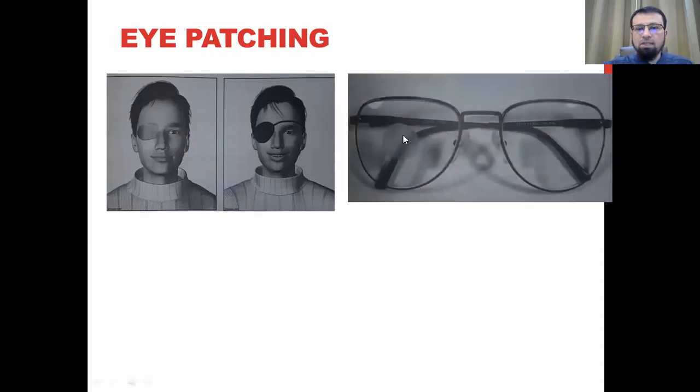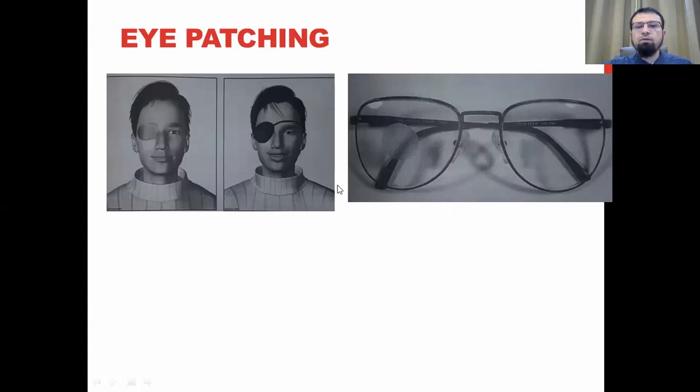This is also a type of patching. As you see here, there is a patch, but it is a very small patch. It will not be clear on the glasses. So this patient has double vision when he looks to this side. That's why there is a small patch here, and the patient will not have double vision.